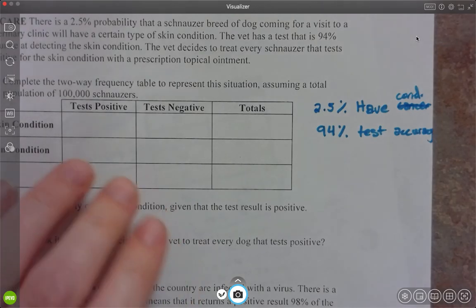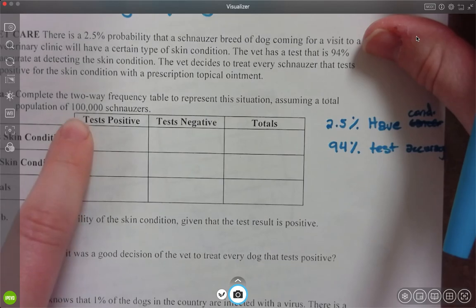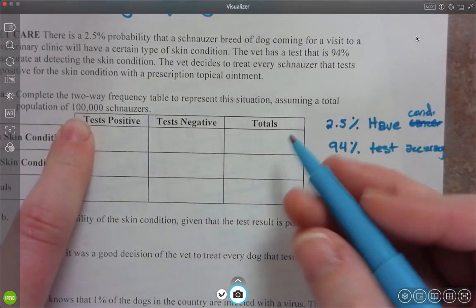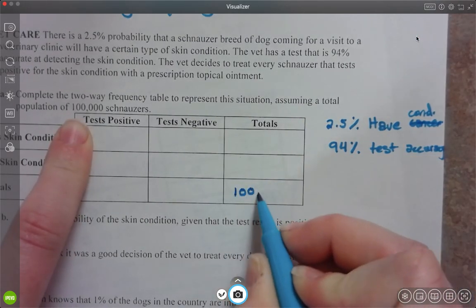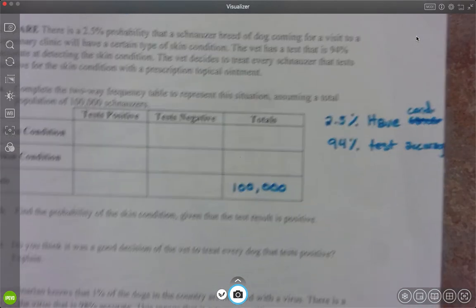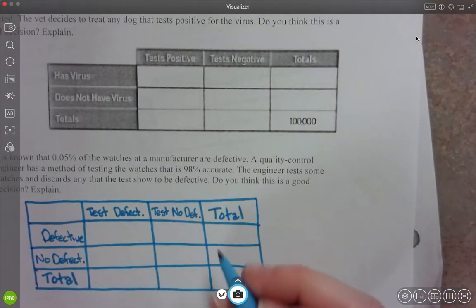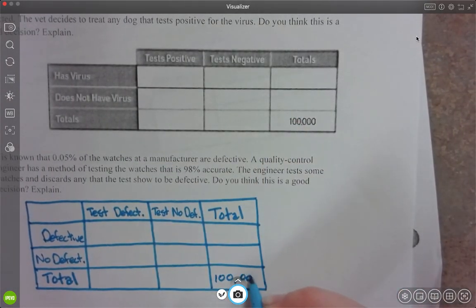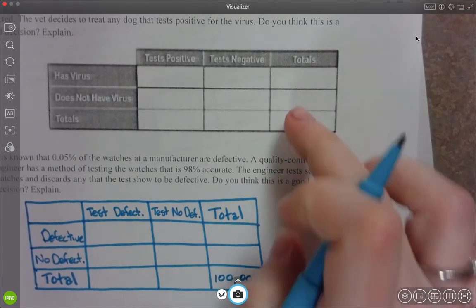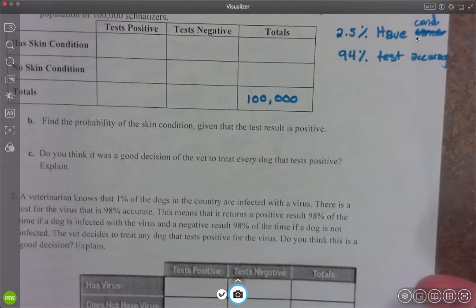So complete the two-way frequency table to represent this situation, assuming a total population of 100,000. We're going to start with our total number as 100,000, and that's usually what we do with all our frequency tables. It just makes it easier to compute values when we have a really large number to start with. Every single time we run a frequency table, we're going to start with 100,000. It makes really nice numbers to deal with.